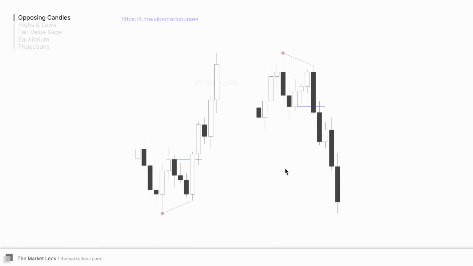Now, the only time we won't need a high or low ran out is if we have SMT. So using a correlated asset such as NQ and the S&P, if NQ has not taken out the low and the S&P has, we then have an SMT, and that is the one time we can use these opposing candles that didn't technically make the low or the high.